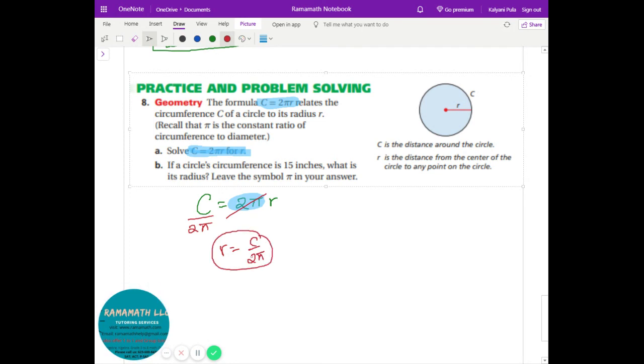Done. And then what they're asking is, the circumference is 15 inches. That means C is 15 inches, and what's the radius? So we need to find the radius, so divide by 2 pi. Use a calculator: 15 divided by 2 times pi, which means 3.14. But it says to leave pi in your answer, right? Okay, you're right. Leave the pi. You don't need to do that. Sorry, my mistake. It's going to be 7.5 over pi. That's what the answer is.